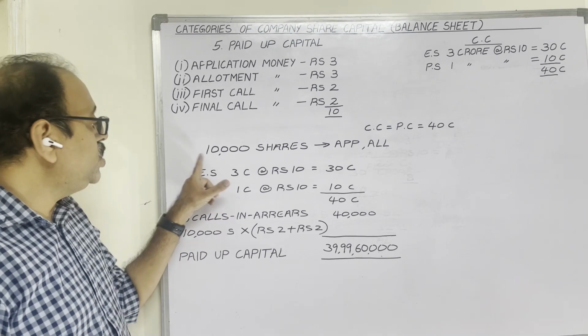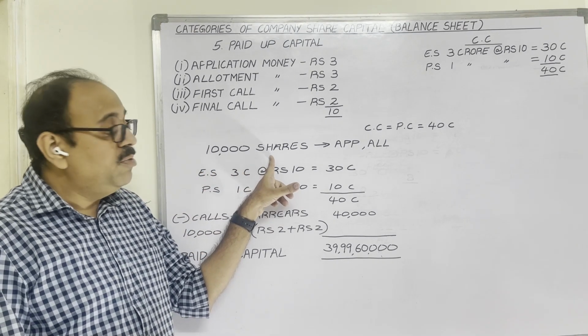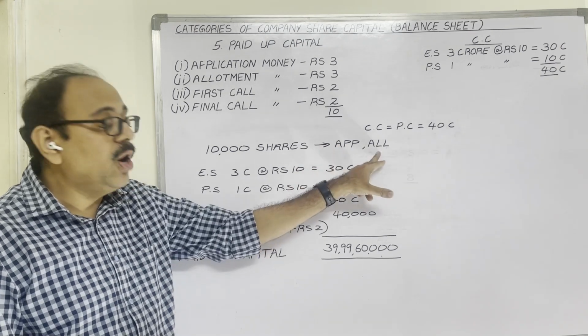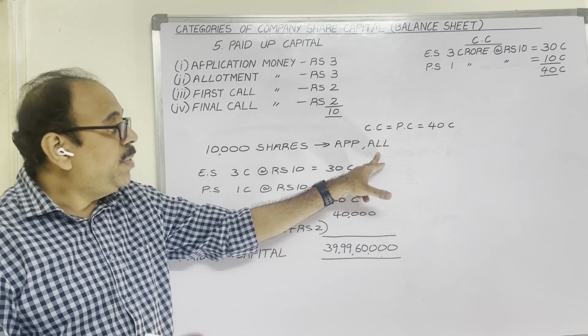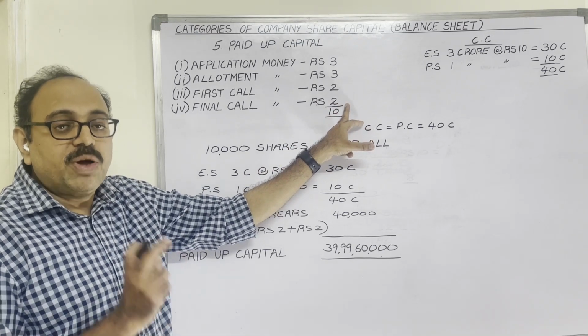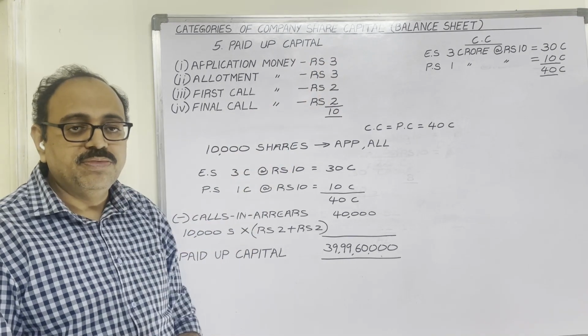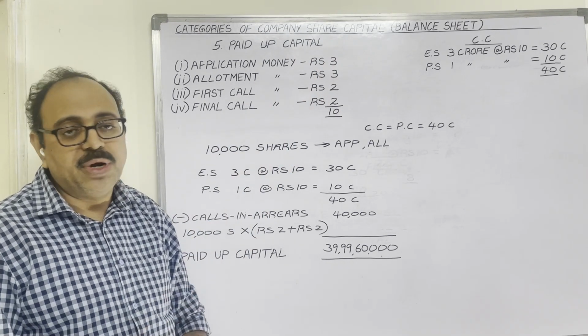For example, one shareholder who purchased 10,000 equity shares paid only application money and allotment money. So he didn't pay the first call of 2 rupees and the final call of 2 rupees. So from that person, on one share, only 6 rupees the company received. Then how much will be the paid up capital? Let us see.